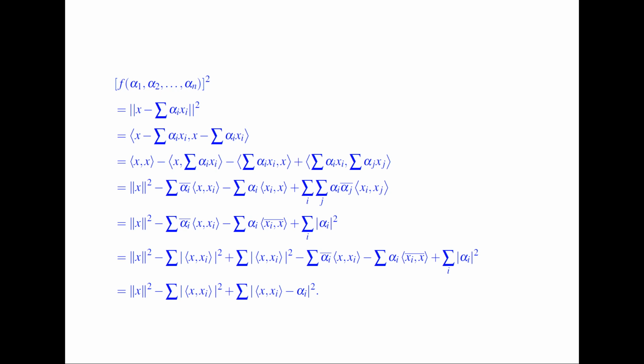Now, using the definition of a norm and inner product, this is equal to the inner product of x minus the summation of alpha i xi comma x minus the summation of alpha i xi. Now, using the definition of inner product, this will be multiplied by this, and this with this, and then the summation of alpha i xi with the summation of alpha i xi. So we get this result, an equation is formed.